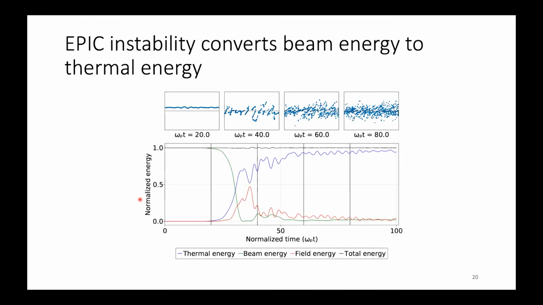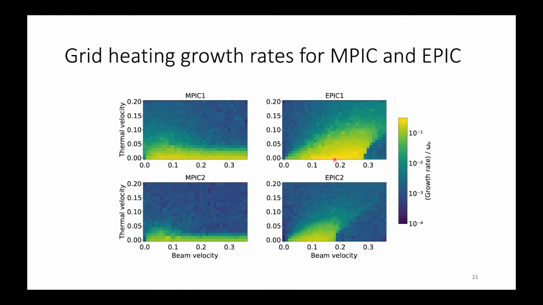Unfortunately, this doesn't totally solve our problem. EPIC still has a grid instability. Energy is conserved. You can see this black line here. However, the instability converts beam energy here in green into thermal energy here in blue. But what does the instability look like in this larger parameter space? Well, it has this interesting shark fin shape.